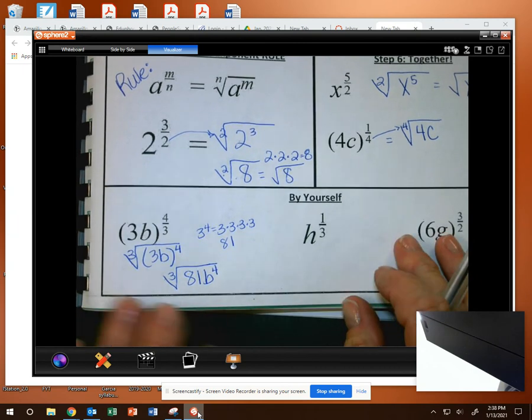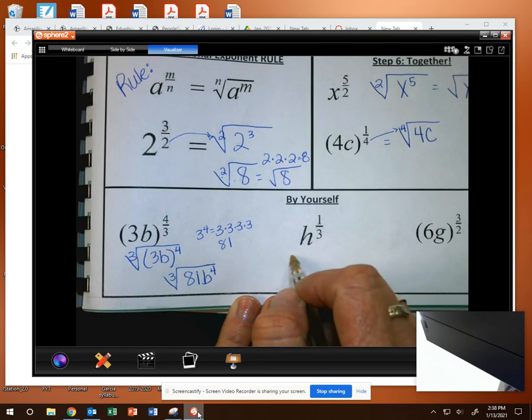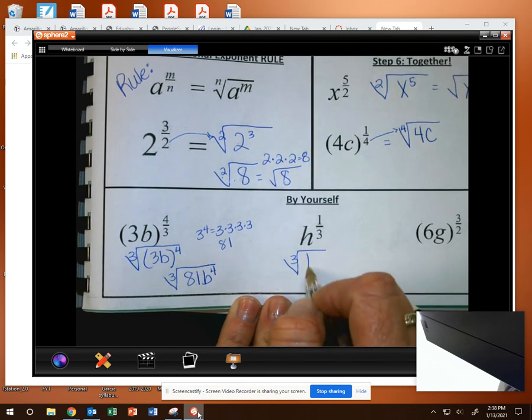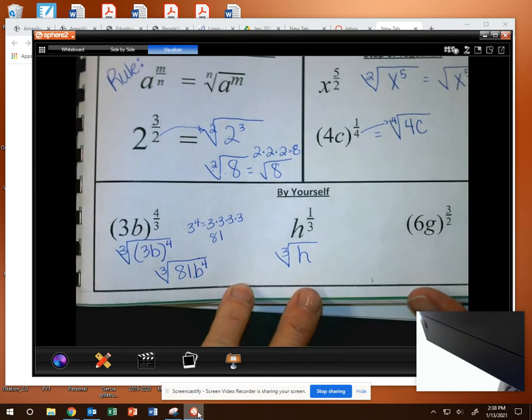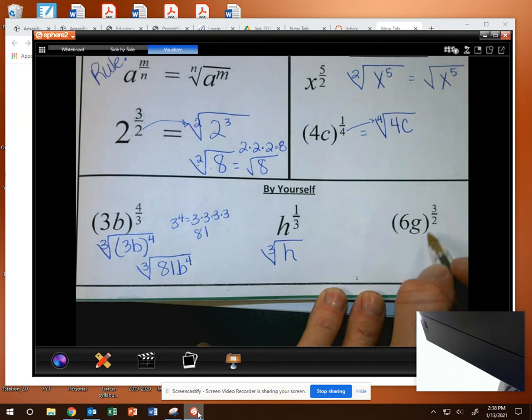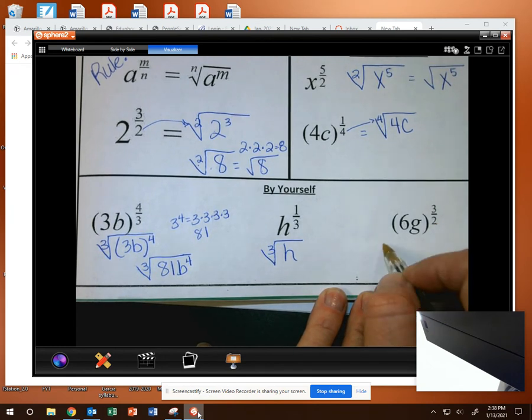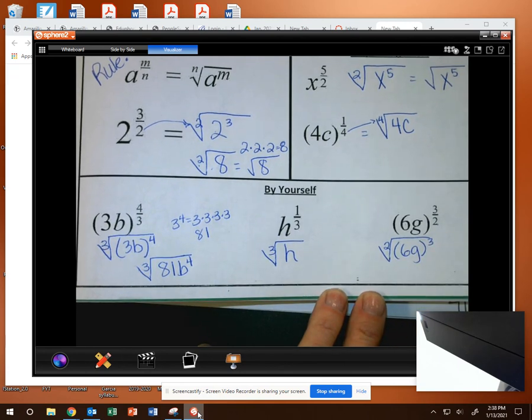Okay? What about h raised to the 1/3 power? My denominator goes on the outside, so the cube root of h. Okay? 6g all raised to the 3/2 power. My denominator is 2. 6g is in parentheses and it's raised to the 3rd power.